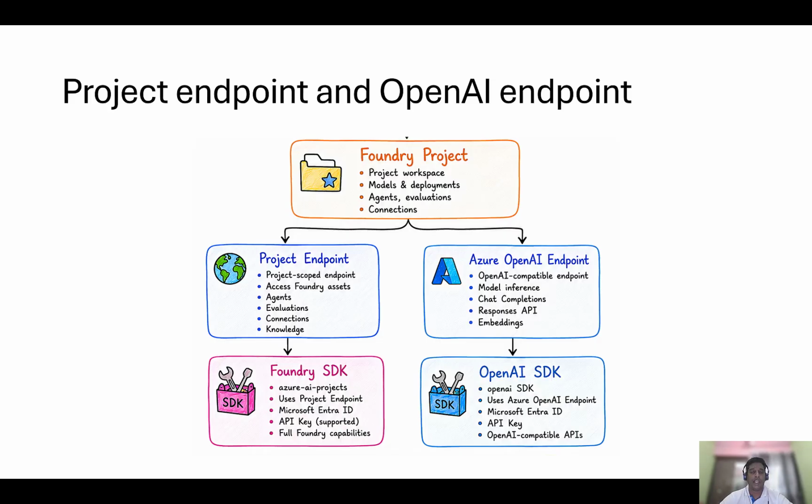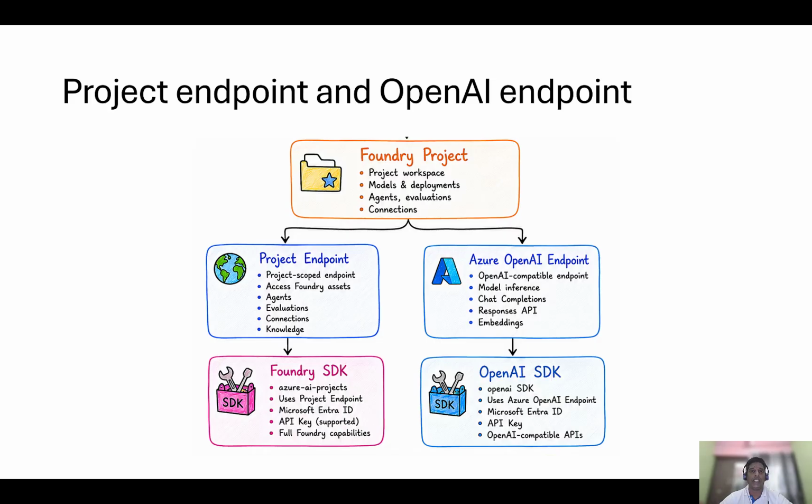One is the Foundry SDK and another one is the OpenAI SDK. You can use the Foundry SDK when you are interacting with the project resources such as agents, evaluations, or other project-scoped capabilities. And you can use the OpenAI SDK when your goal is model inference using the OpenAI-compatible APIs.